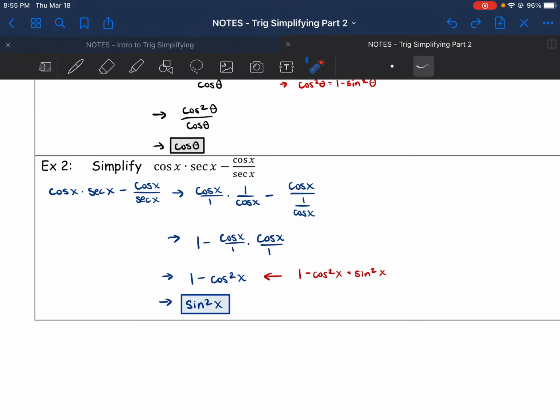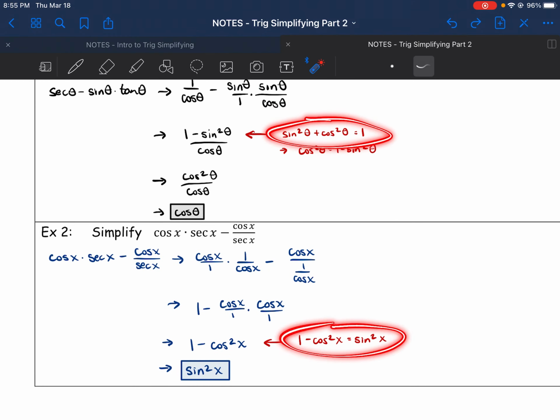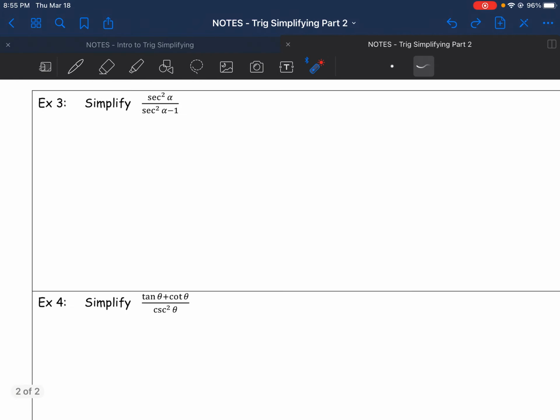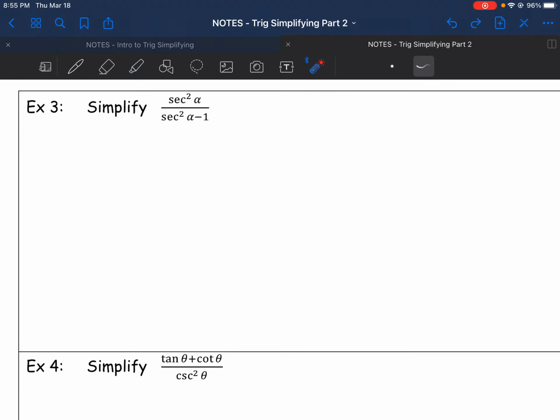Okay? So two really good examples, and both of them featured Pythagorean identities, or variants of them at least. Continuing, let's try example 3 here. And just like in the previous notes, you can expect that some of these start to kick up in difficulty in terms of what you're going to have to be able to do to simplify them. So start to anticipate that as these examples go along.